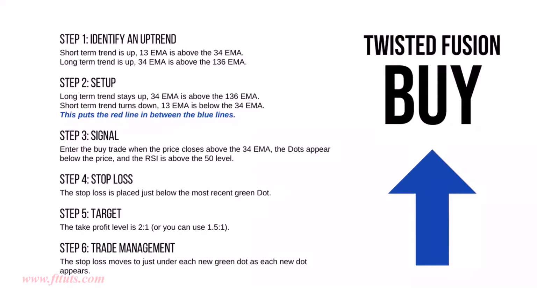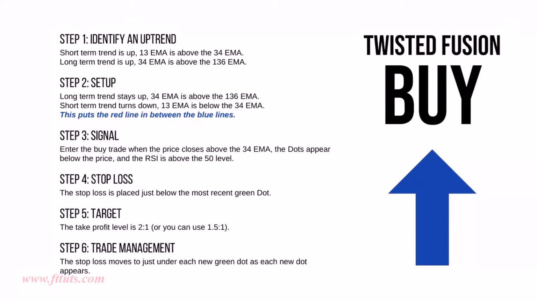Step number 3 is the signal. We're going to enter the buy trade when the price closes above the 34 EMA. The dots need to appear below the price and the RSI is going to be above the 50 level. Step number 4 is the stop loss. The stop loss is placed just below the most recent green dot that appears below the price. And step number 5 is a target. Now the take profit is going to be 2 to 1, but we can use the 1.5 to 1 if we're finding that the market just isn't moving as far as we'd like. Step number 6 is trade management. The stop loss moves to just under each new green dot as each new green dot appears.